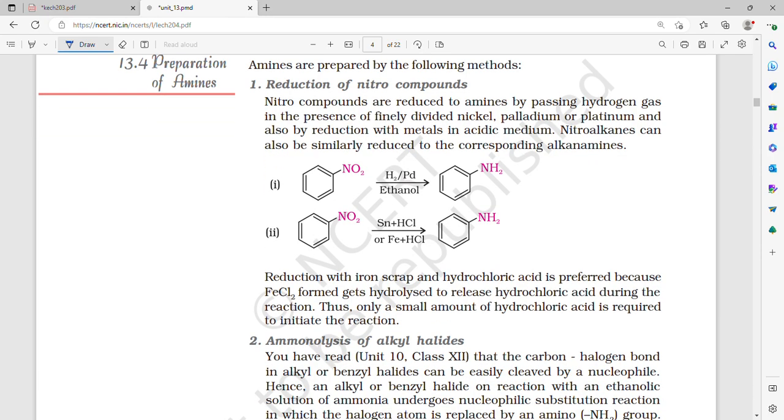Preparation of amines. How are amines prepared? Amines are prepared by the following method, that is, reduction of nitro compounds. Nitro compounds are reduced to amines by passing hydrogen gas in the presence of finely divided nickel, palladium or platinum, and also by reduction with metals in acidic medium. Nitroalkanes can also be similarly reduced to the corresponding alkanamines.